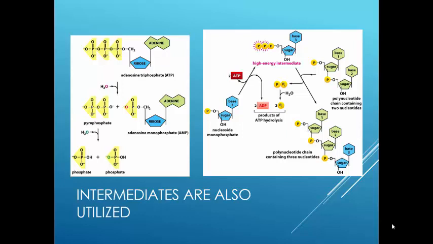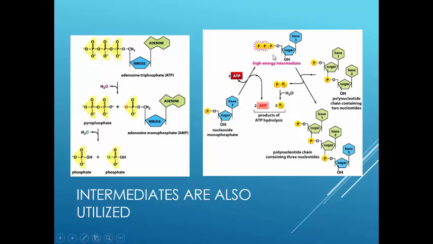By removing two phosphates and creating AMP, or adenosine monophosphate, from ATP, the cell can release twice as much energy as it can by only releasing one phosphate. This occurs in two steps. The first is the removal of the phosphates from ATP to add them to the intermediate molecule, such as in this step right here.